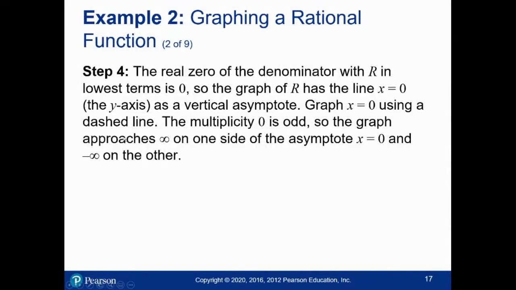The denominator only had a single 0, and it was already in lowest terms, so that gives me a vertical asymptote. x equals 0 is a vertical asymptote. It's of odd multiplicity, which means that the asymptote does opposite things on both sides. It goes to +infinity on one side and -infinity on the other. I don't know which way yet, but it does switch.